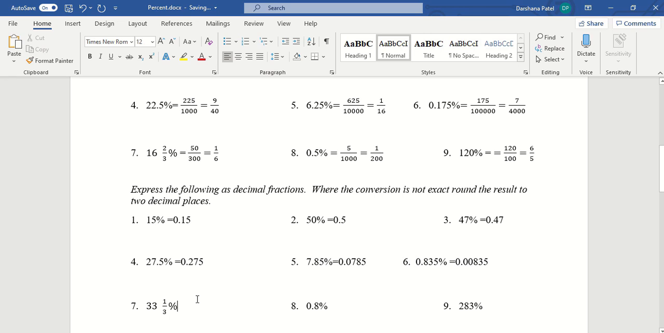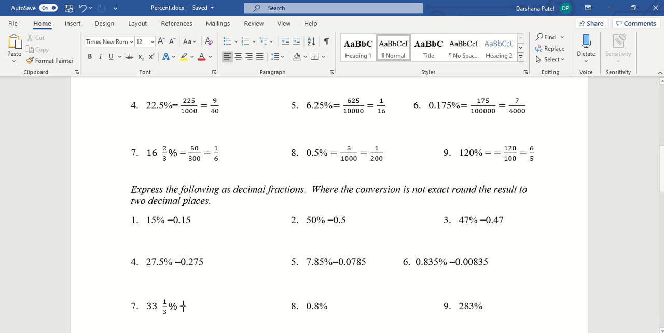Now what if it is already in fraction and we want to convert into decimal fraction? What we can do again, like the previous one, is convert this into an improper fraction and then convert into decimal by dividing by 100. So mixed fraction to improper, this will be 33 times 3, 99 plus 1, 100 divided by 3 and then divide by another 100. So it basically ends up being a third.